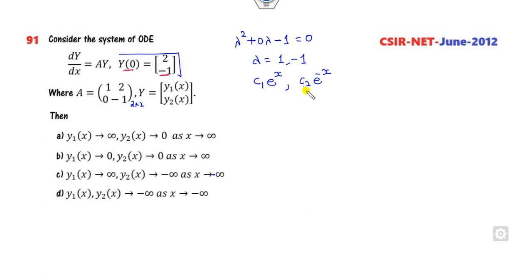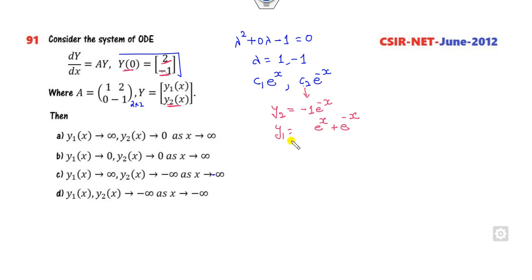So this is corresponding to the second pair. So it means this is y2. So what is y1? That is the combination of this: c1 e raised to power x, c2 will be minus 1, minus e raised to power x. So we know y of 0 is 2, so c1 plus c2 is there. So I can write like here.